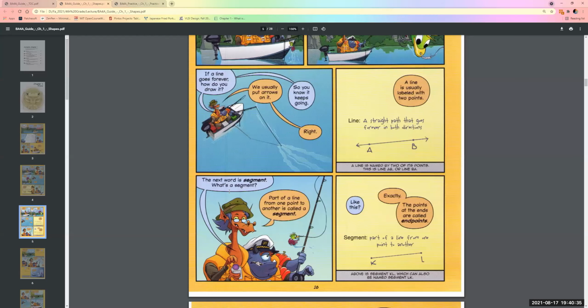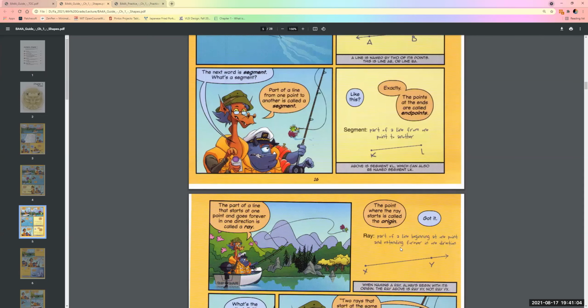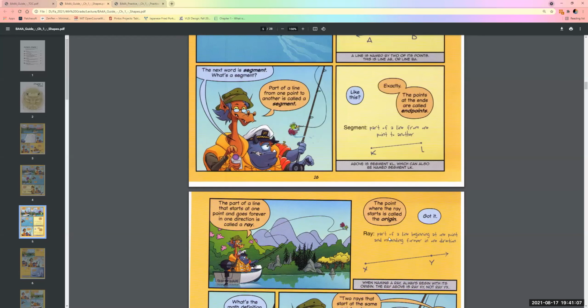The next word is segment. What's a segment? Part of a line from one point to another is called a segment. Like this? Exactly. The points at the ends are called endpoints. The part of a line that starts at one point and goes forever in one direction is called a ray. Yeah, that's true. The point where the ray starts is called the origin.